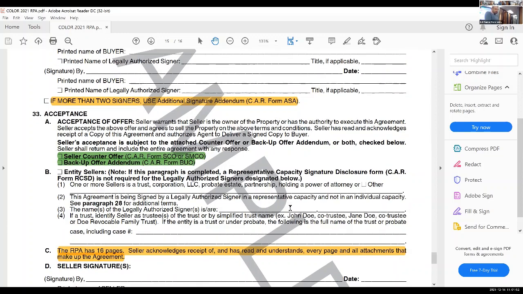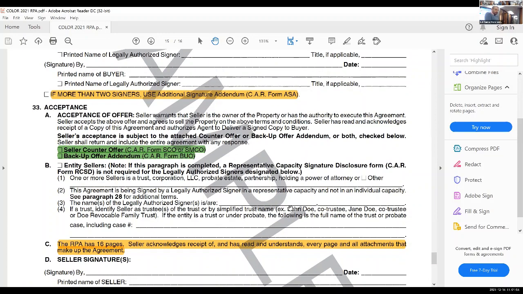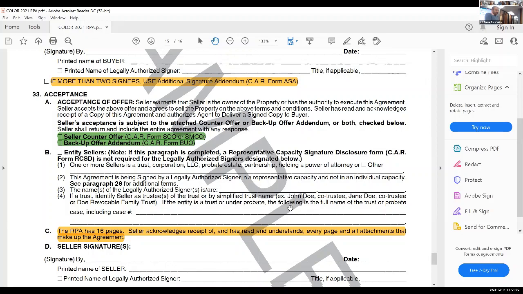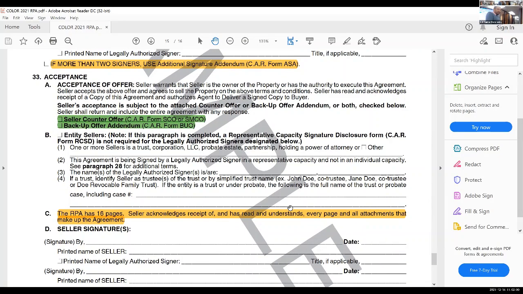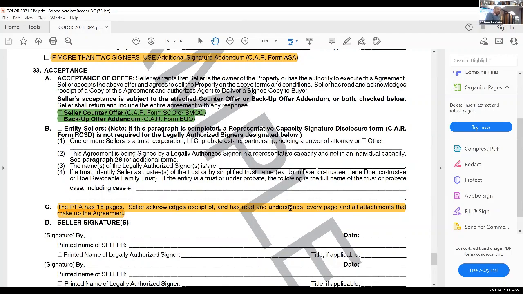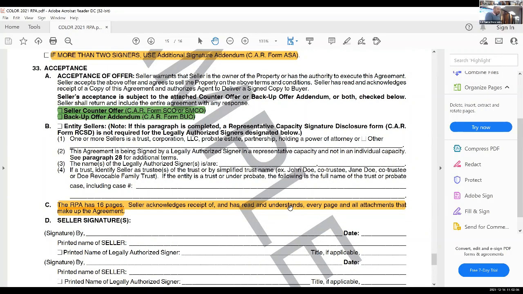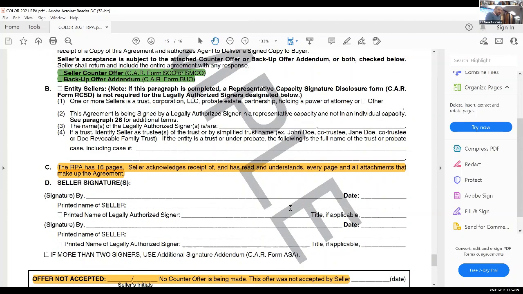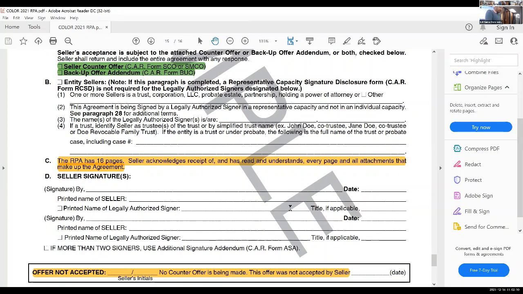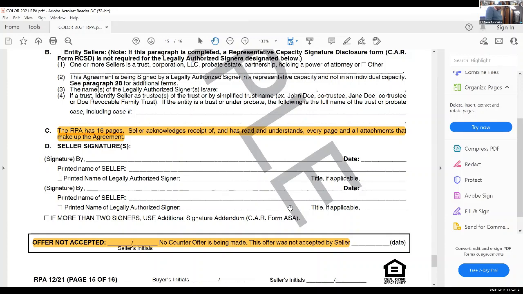All right. And then the 16th, 33C, the seller, right? The RPA has 16 pages, Mr. Seller. The seller acknowledges receipt of and has read and understands every page and of all attachments that make up the agreement. So don't sign it, Mr. Seller or buyer, unless you do.